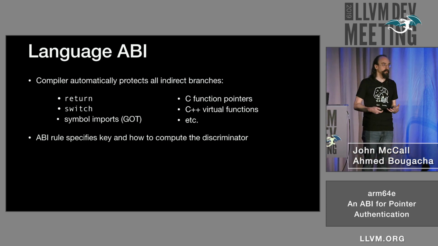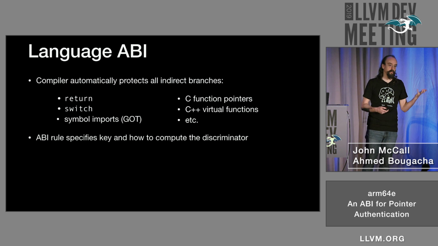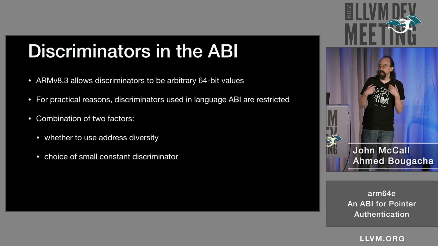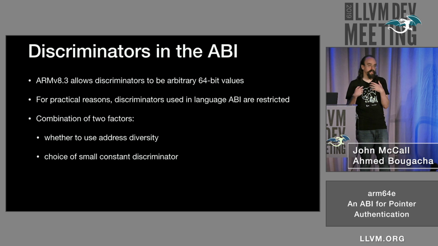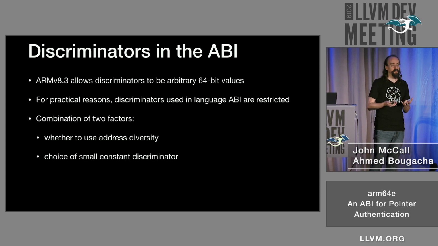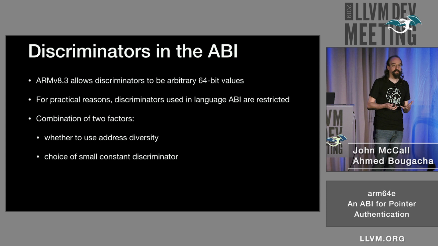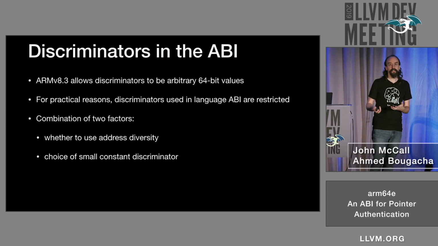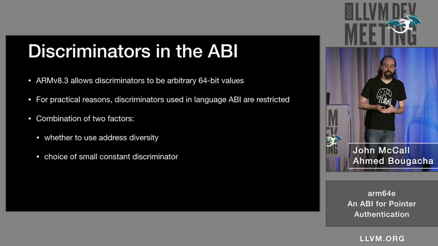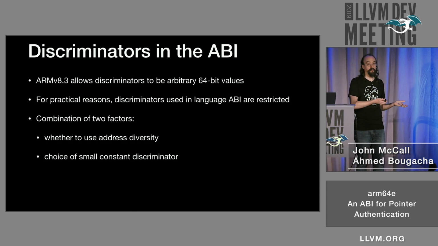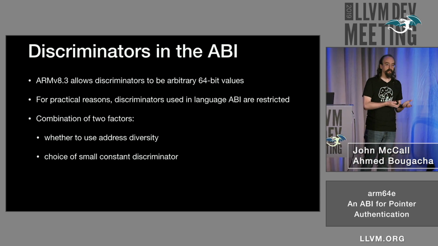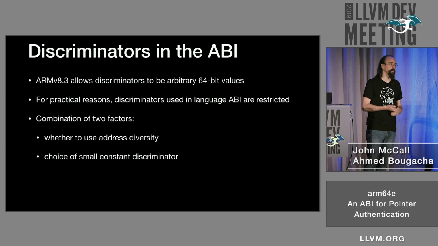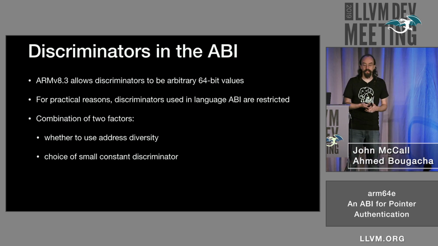So the ABI rule is going to specify what key to use and how to compute the discriminator. In theory, the discriminator on ARMv8.3 is an arbitrary 64-bit value. But in practice, for ABI reasons, it needs to be more restricted so that we can usefully and reliably sign these things in some more restrictive situations. For example, the loader needs to be able to sign some pointers that are going to be written into global memories, like in a vtable or something like that.